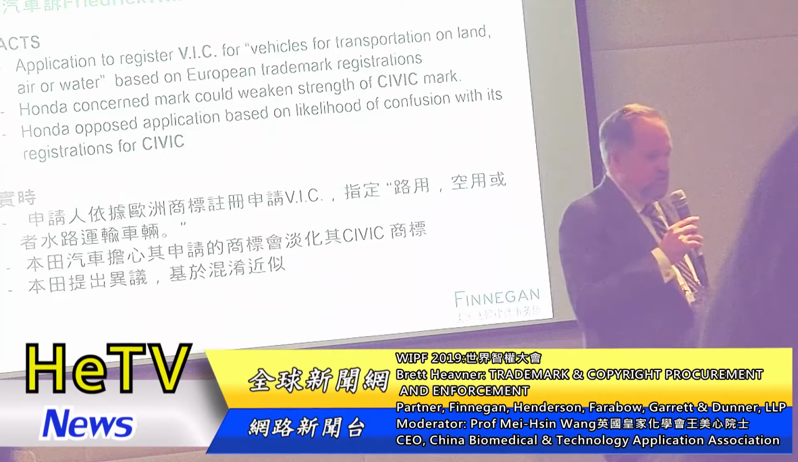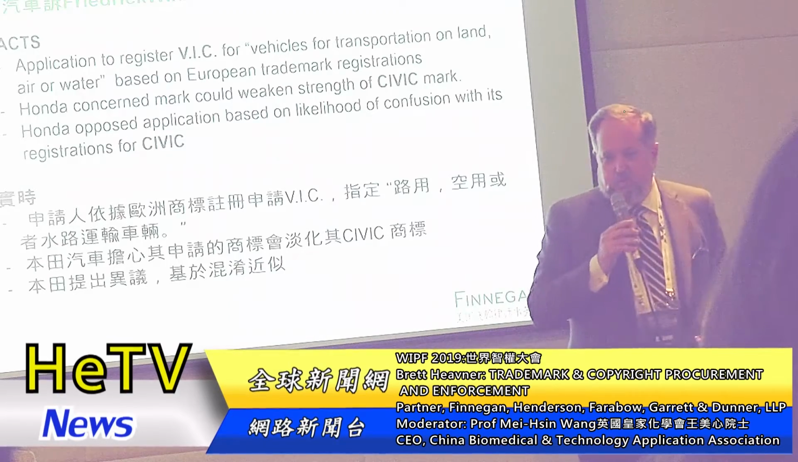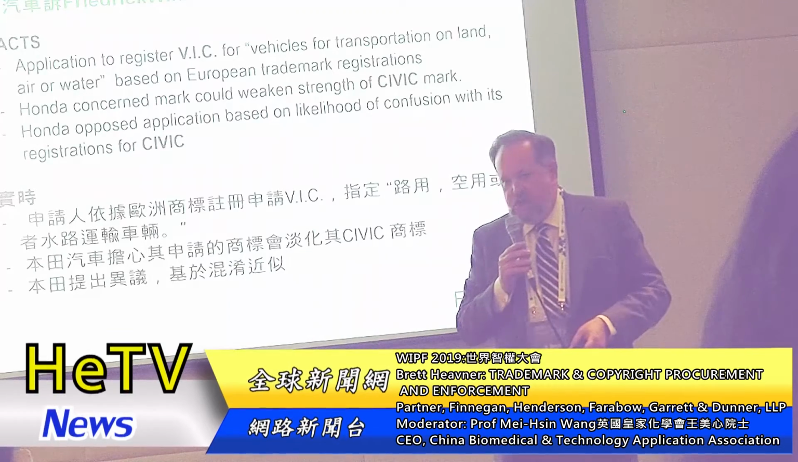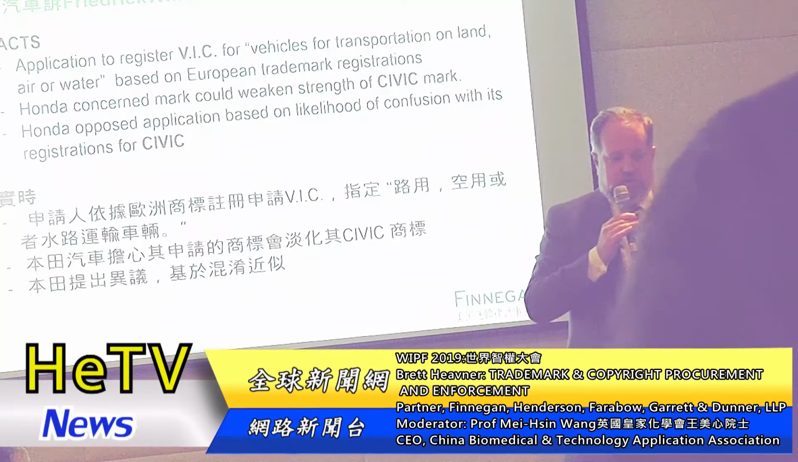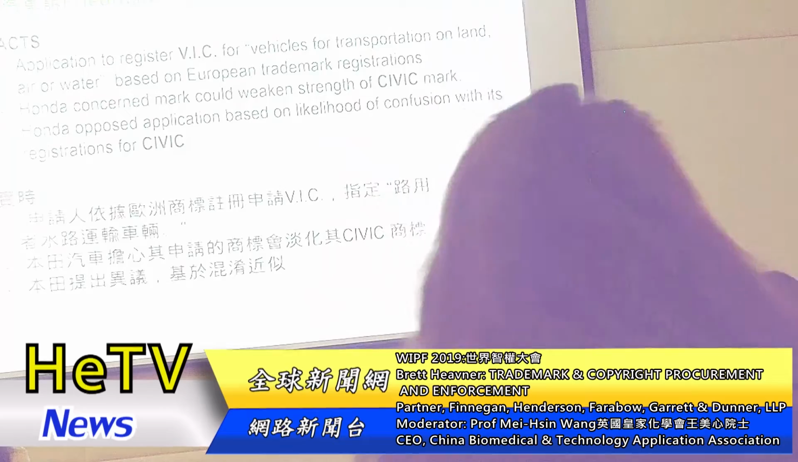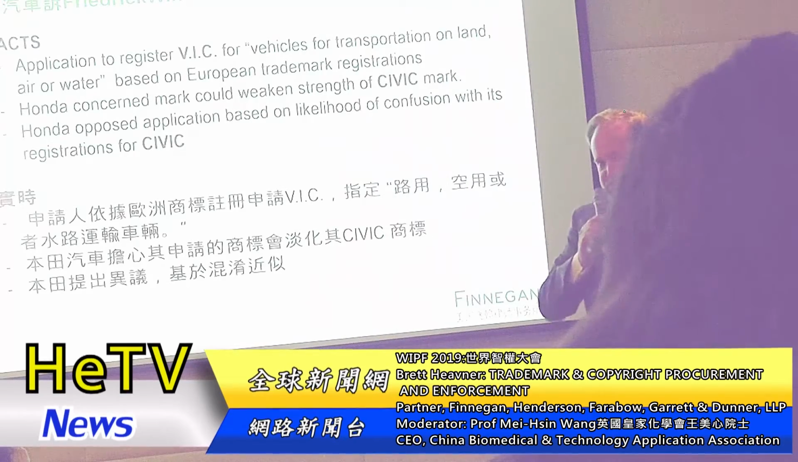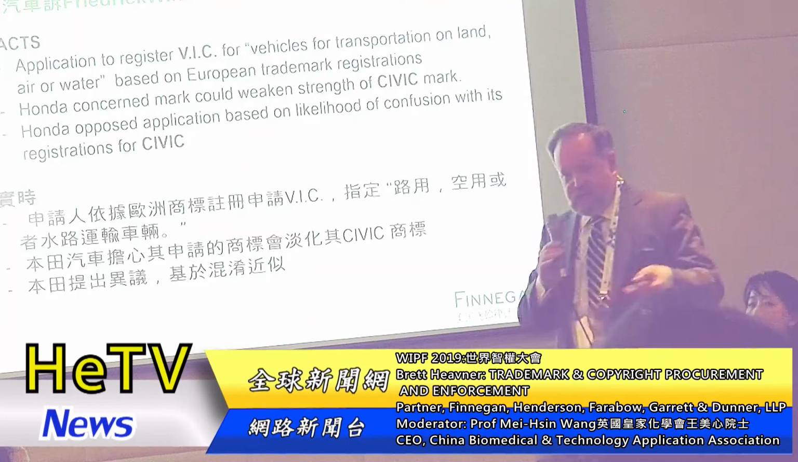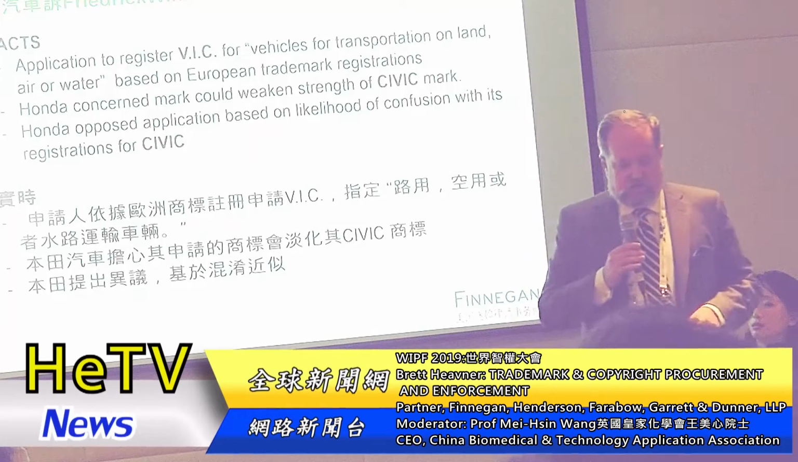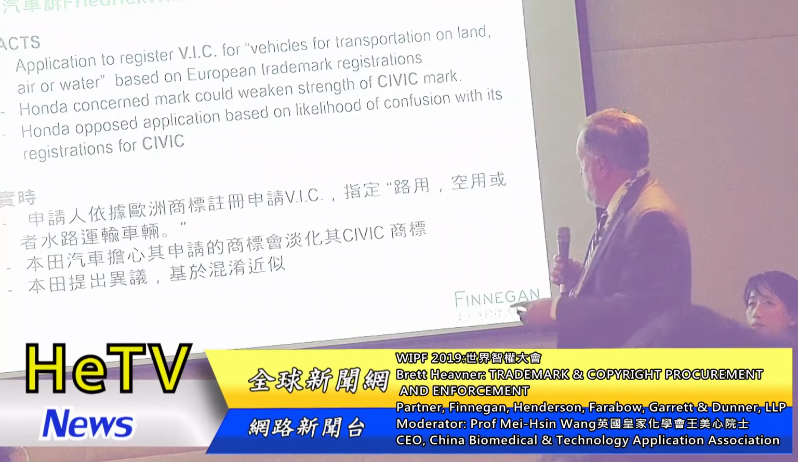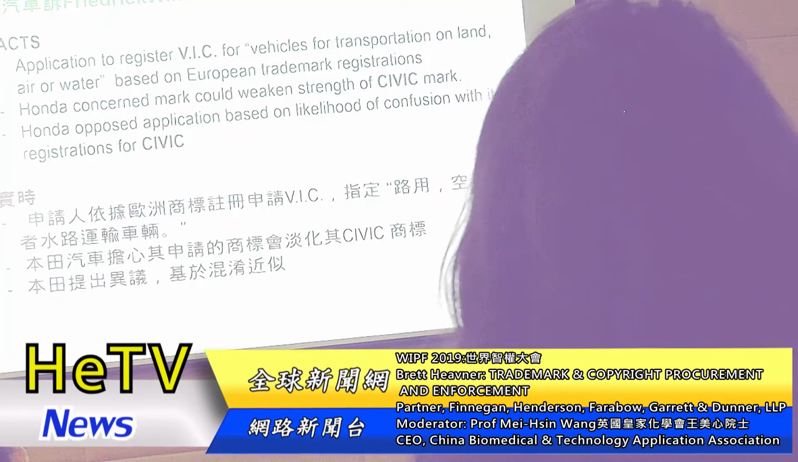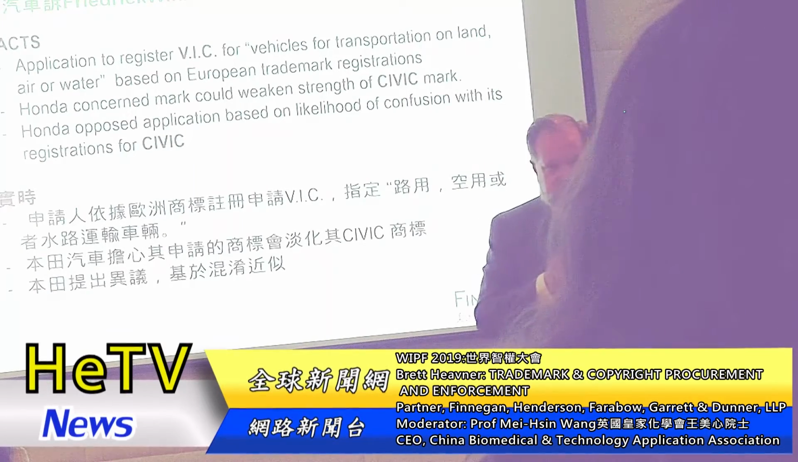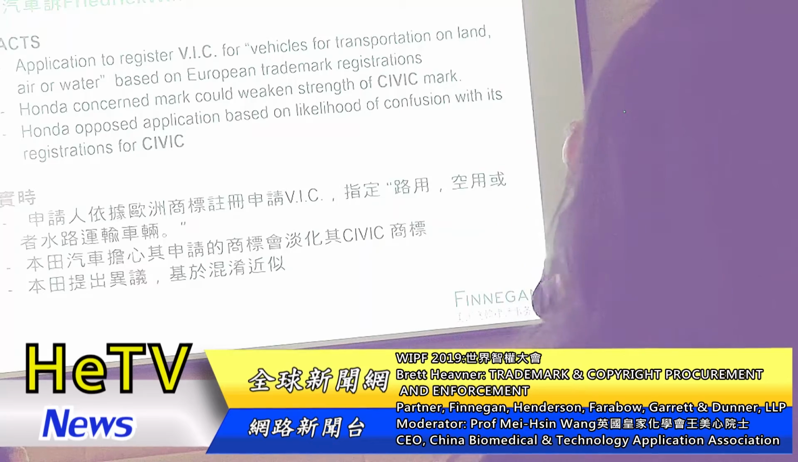So let's look at a good case. This is Honda versus Frederick Winckelmann. So poor Mr. Winckelmann, he made seat covers and steering wheel covers. And so he tried to get a registration for his mark, VIC, in the United States, but instead of listing his goods and services as seat covers and steering wheel covers, he listed it for vehicles for transportation on land, air, or water. And he based it on his EU registration.